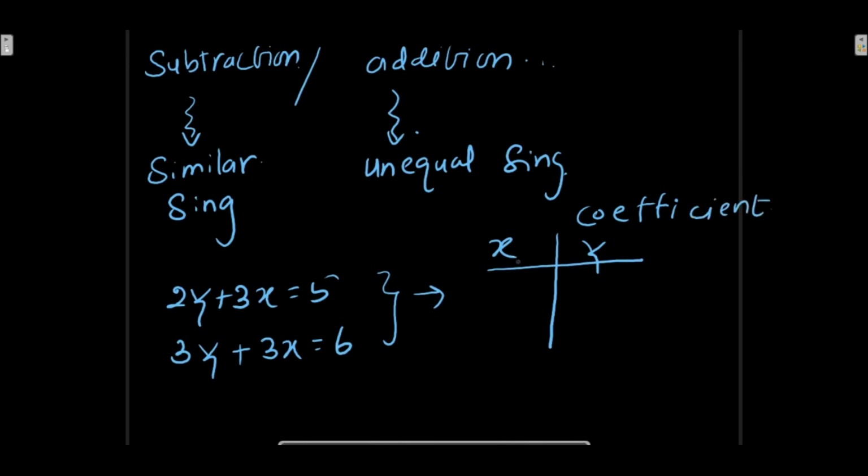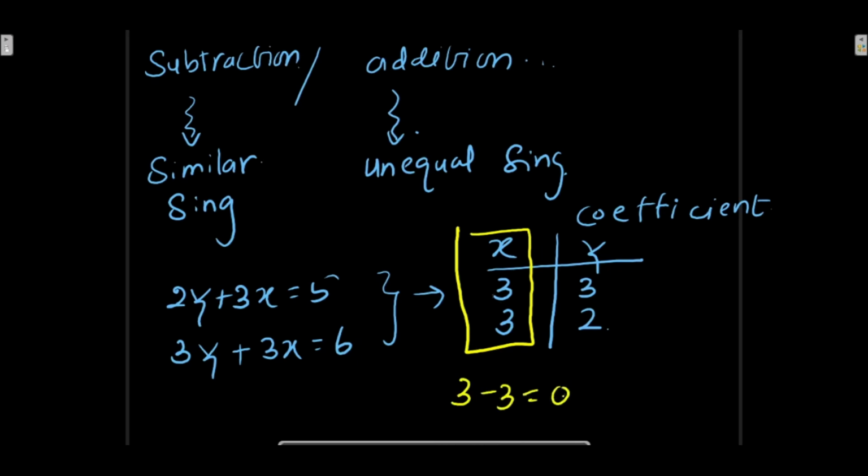So what are the x coefficients here? The x coefficients are 3 and 3. What are the y coefficients? 3 and 2. So which one can be removed? The x unknown can be removed. So how do you do that? You have to get the difference. 3 minus 3, you can see it comes 0. If you add, it comes 6, no? If you get the difference, that means subtraction. If it is similar sign, what are you supposed to do? You have to do the subtraction.